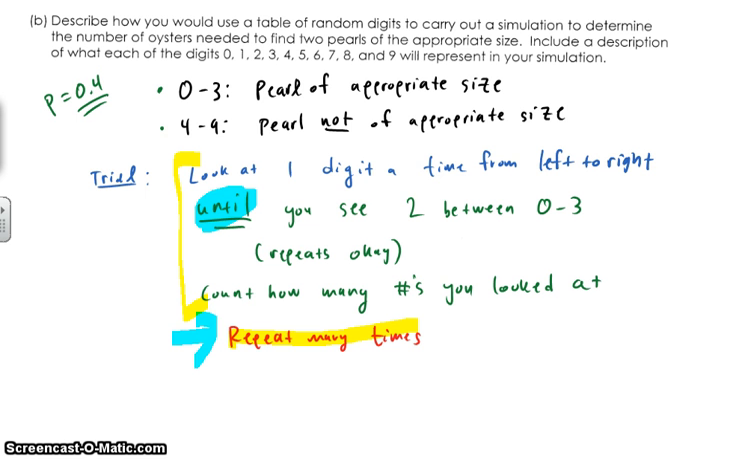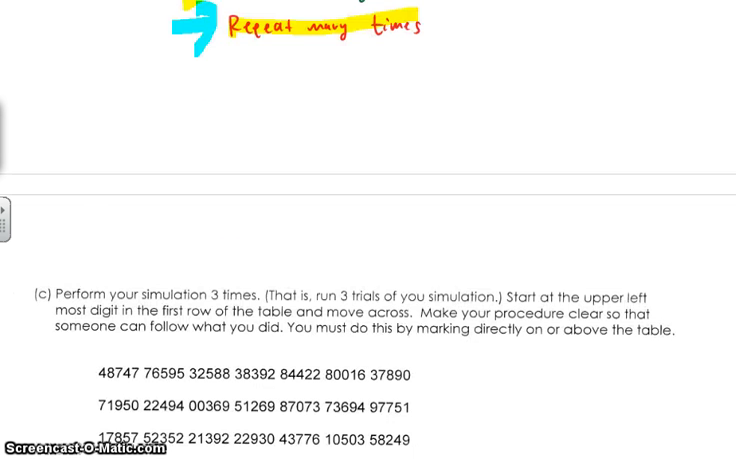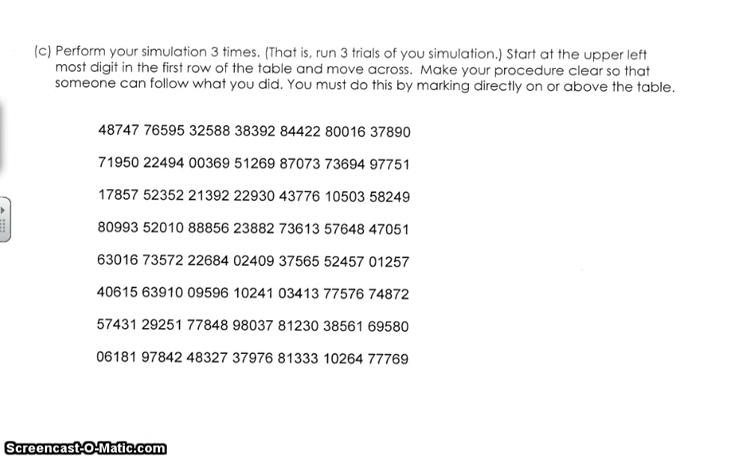Okay, so now we need to take our description and actually just exactly follow it here. And run 3 trials of our simulation. And most people were fine on this. So we said 0 to 3 was good, and 4 to 9 was not. Okay, so I look at this, it's not good, not good, not good, not good, not good, not good, not good, not good, not good, boom. And then finally we get those two. So how many pearls did we look at? We looked at 5, 10, 12.